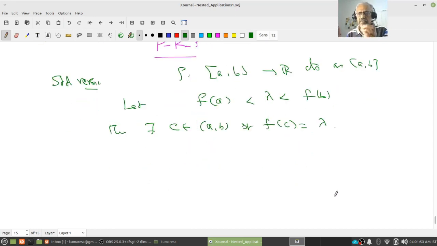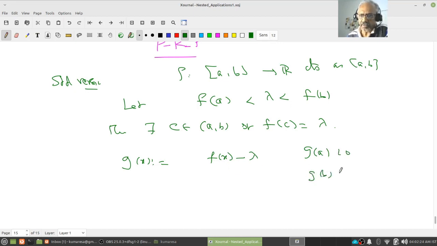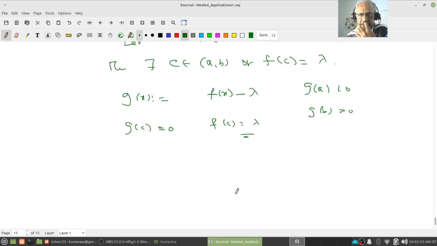Lambda is a value in between two values, f of a and f of b. Then that lambda is also a value of the function. That means lambda is a value taken by the function at the point c. There may be more than one c, but we are getting at least one c. This can be reduced to the earlier case: look at g of x equal to f of x minus lambda. Since f of a is less than lambda, g of a is negative, and g of b is f of b minus lambda, therefore it's positive. Therefore there is a c so that g of c is 0. That means f of c is lambda. Right? So this is the standard version.